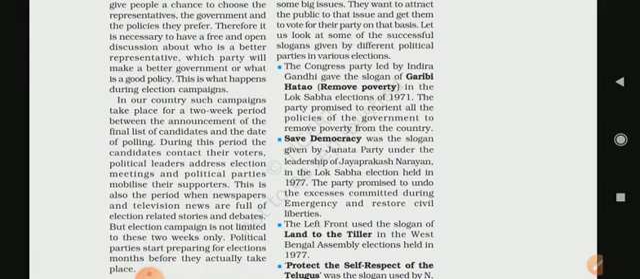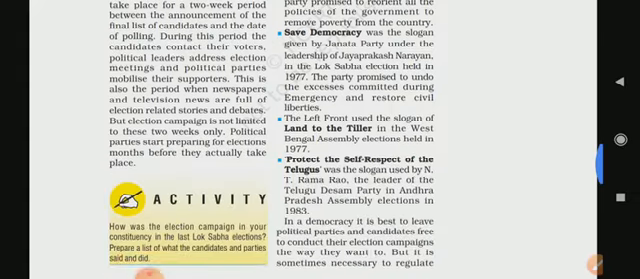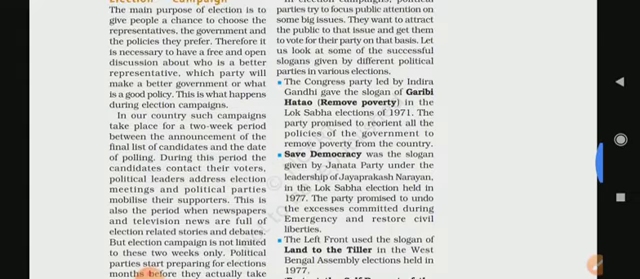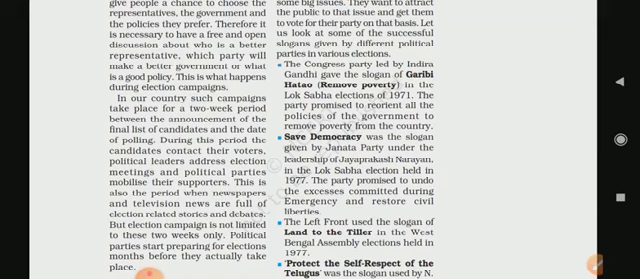Next is protect the self-respect of Telugus. It is mentioned here: the slogan about the self-respect of Telugus was raised by N.T. Rama Rao. He was the leader of the Telugu Desam Party in the Andhra Pradesh Assembly election in 1983. At that time he formed this slogan.